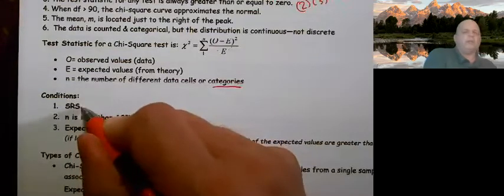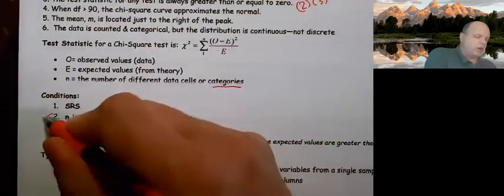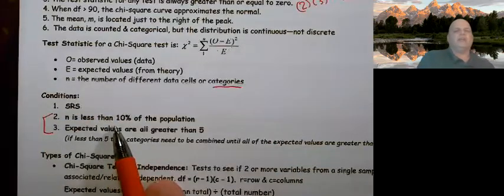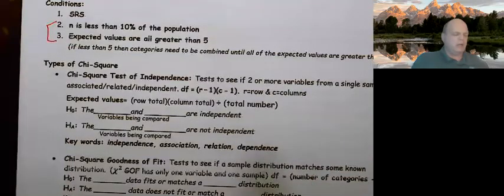This says simple random sample, really just needs to say random sample. These are our Goldilocks conditions. N is less than 10%. Expected value is greater than 5. The rest of this you can read.